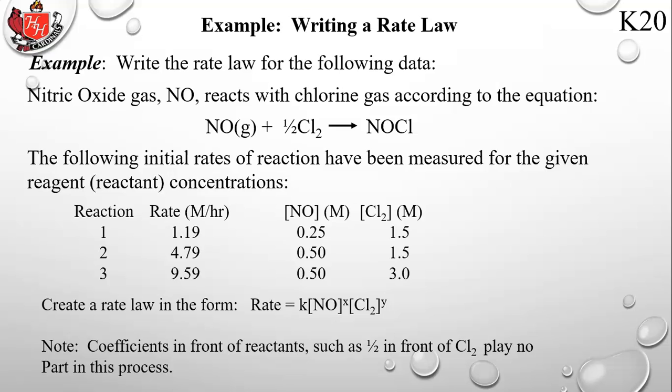So create a rate law of the form, and this is the general form of the rate law. The rate of the reaction will equal the rate constant K times the first reactant, which in this case is NO, raised to some power X, and then the concentration of chlorine gas, Cl2, raised to some power Y. So what we have to figure out to develop this equation is what is the value of K, what is the value of X, and what is the value of Y. Note that the coefficients in front of the reactant, such as 1/2 in front of the Cl2, play no part in the process. They have nothing to do with it.